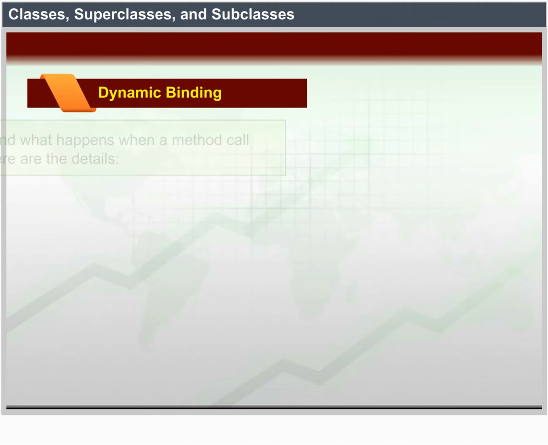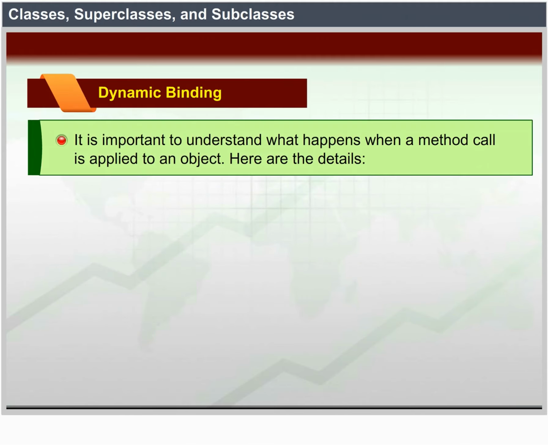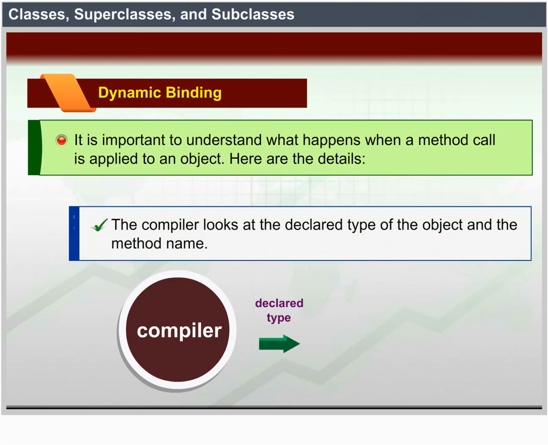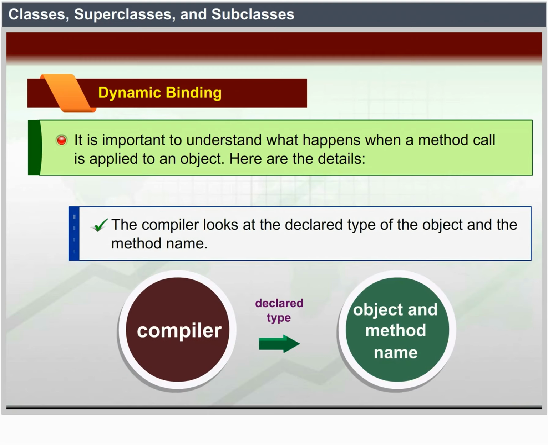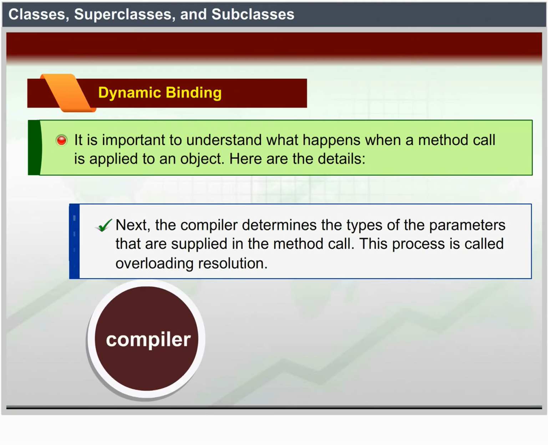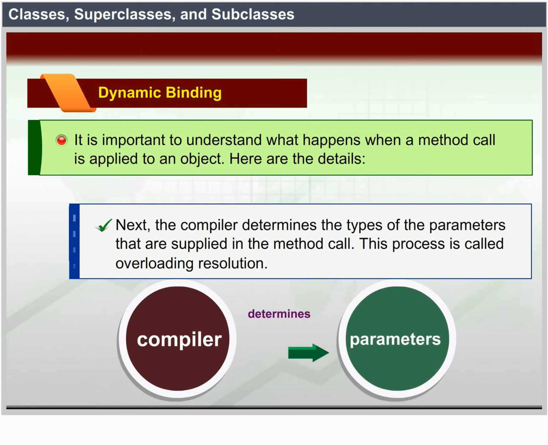Dynamic binding. It is important to understand what happens when a method call is applied to an object. Here are the details. The compiler looks at the declared type of the object and the method name. Next, the compiler determines the types of the parameters that are supplied in the method call. This process is called overloading resolution.